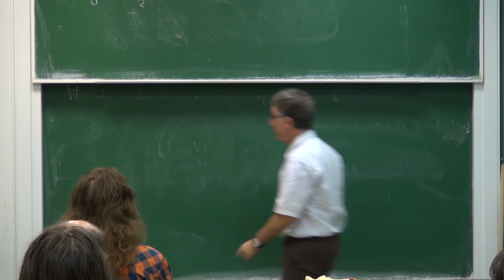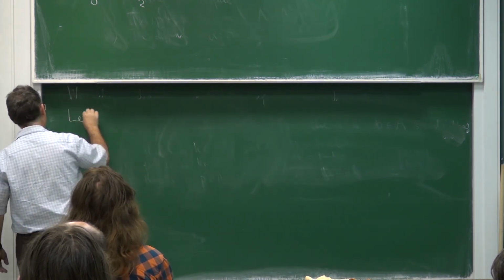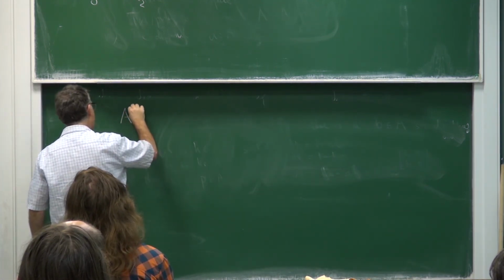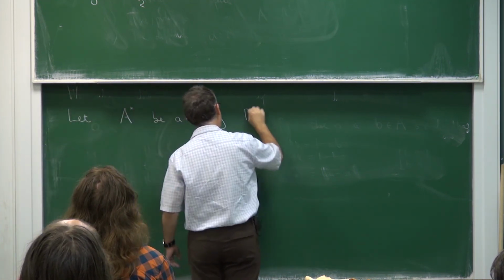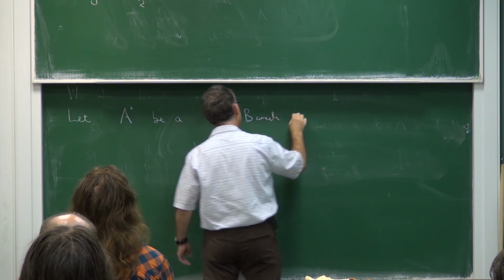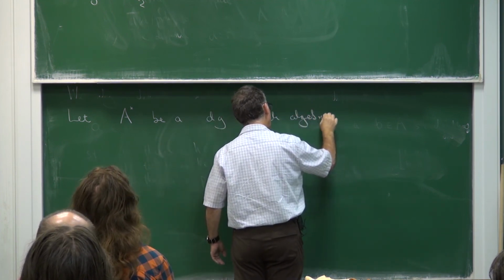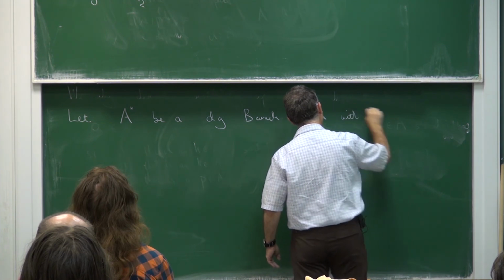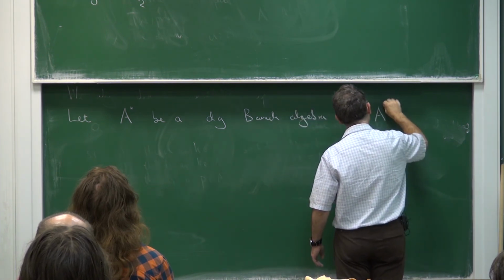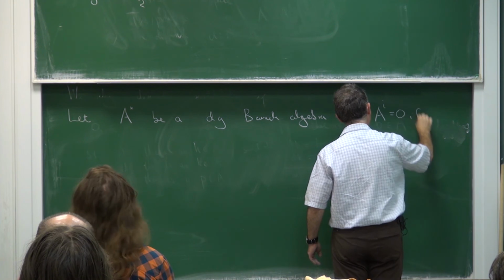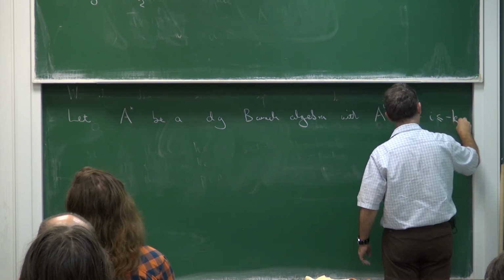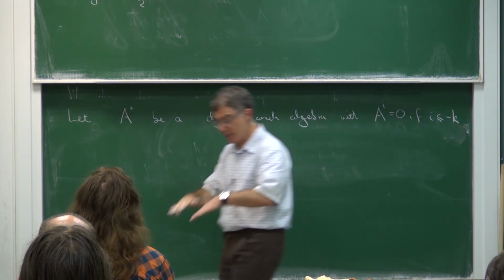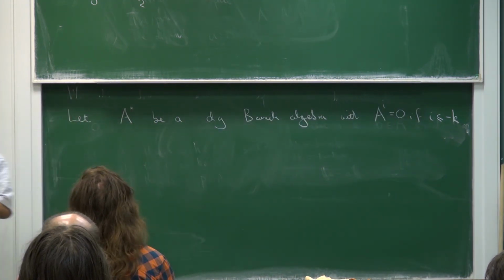So let A be a differential graded Banach algebra with A^i equal to zero if i is less than or equal to minus k. So I want it to be bounded below. There's some dimension below which nothing happens.